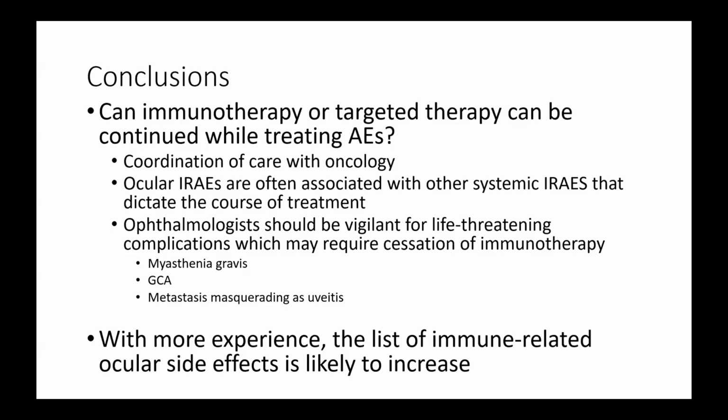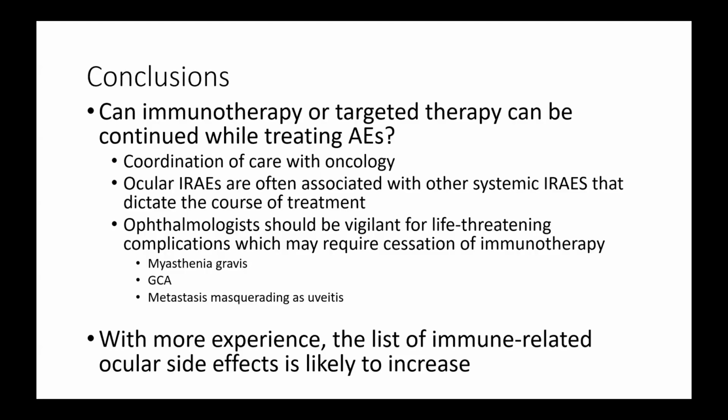But just know that we should be vigilant for life-threatening complications as physicians first and ophthalmologists second, including myasthenia gravis, giant cell arteritis, and metastases masquerading as uveitis. So if you have an intermediate uveitis in a cancer patient that isn't responding to corticosteroids, where the cells are larger and usually tan color, those are red flags in which to have a low threshold to refer the patient for a pars plana vitrectomy. And always remember that the infection risk is always increased in these patients.